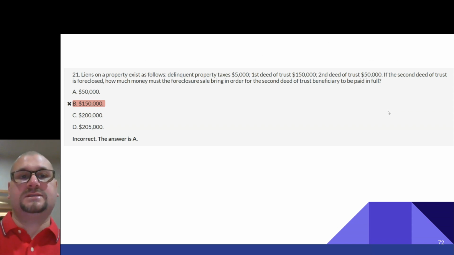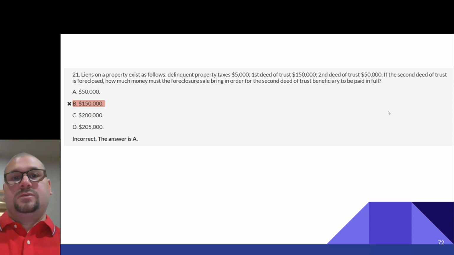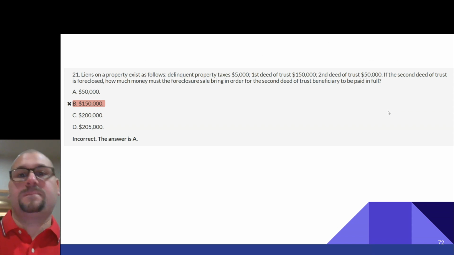Liens on a property exist as follows: delinquent property taxes, $5,000. First deed of trust, $150,000. Second deed of trust, $50,000. If the second deed of trust is foreclosed, how much money must the foreclosure sale bring in order for the second deed of trust beneficiary to be paid in full? Alpha, $50,000.